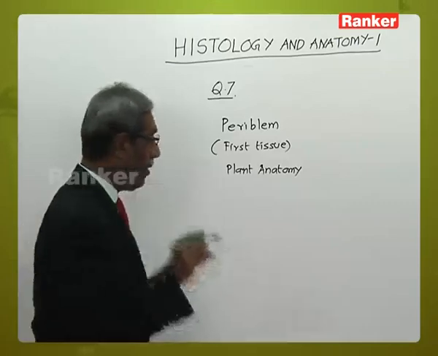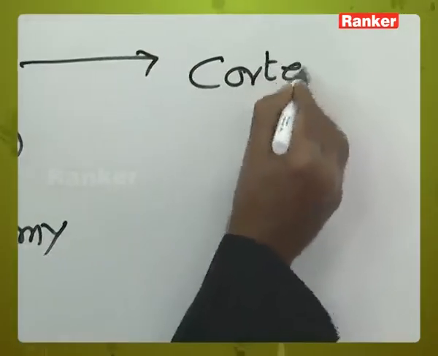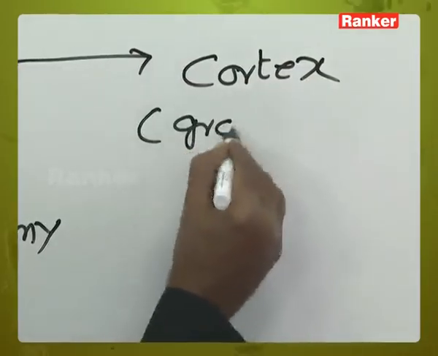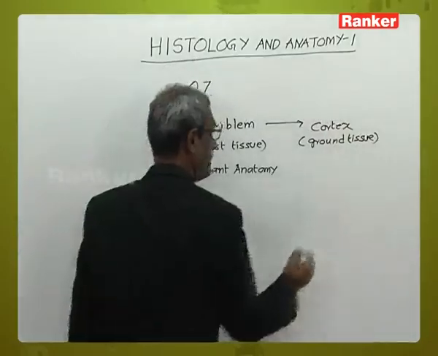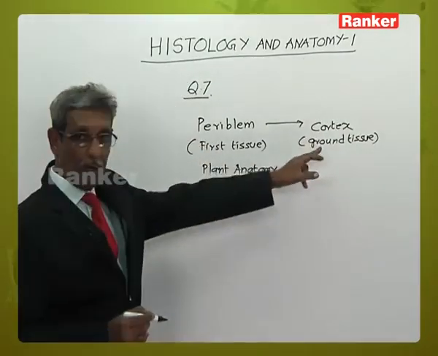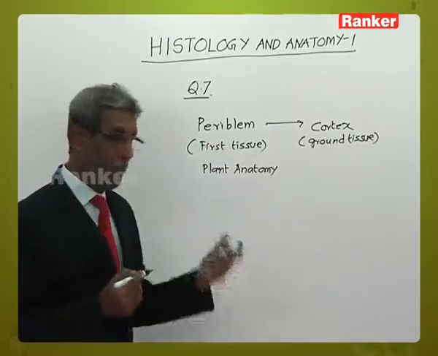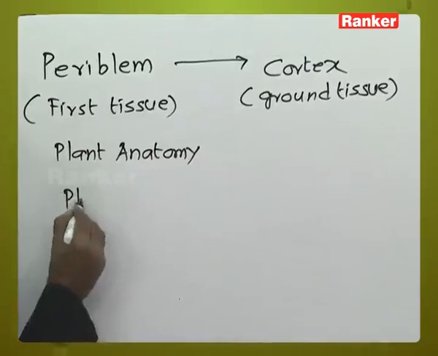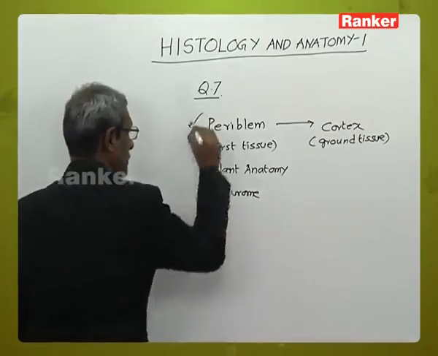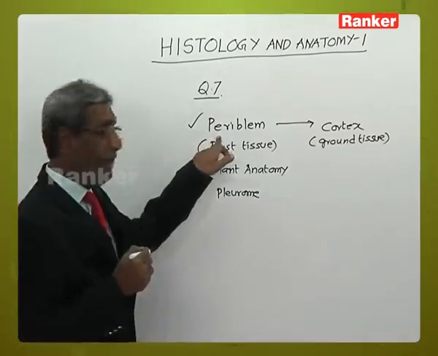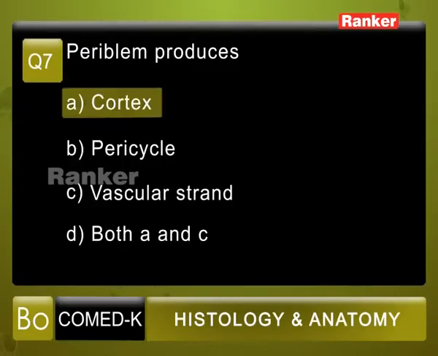And the peribelum always gives rise to the ground tissue or the cortex. The basic tissue is called the cortex or the ground tissue, and this is derived from the peribelum. In addition to the peribelum, we also have the pleuron. But here, primarily in the case of roots, when we take the peribelum, it gives rise to the ground tissue. The answer is A.